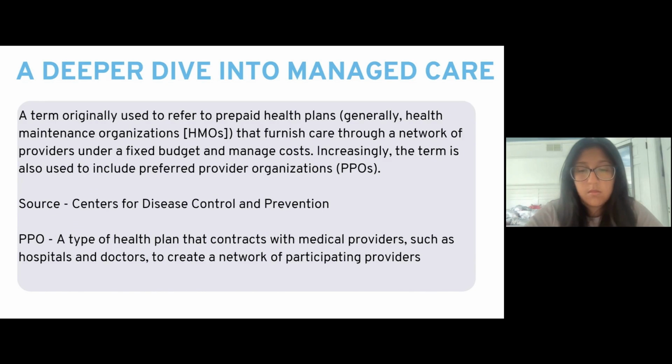to work on. So when we talk about managed care, in today's world in the United States, a lot of health insurance is being managed through what are called MCOs. They're called managed care organizations. So if you look at managed care as a technical term defined by the Centers for Disease Control and Prevention, it's a term originally used to refer to prepaid health plans that furnish care through a network of providers under a fixed budget and managed costs. Increasingly, the term is also used to include preferred provider organizations.